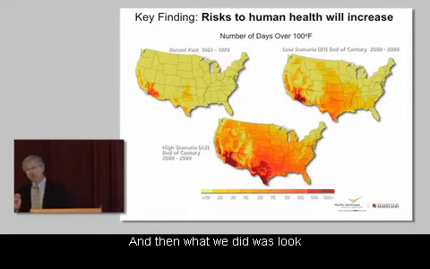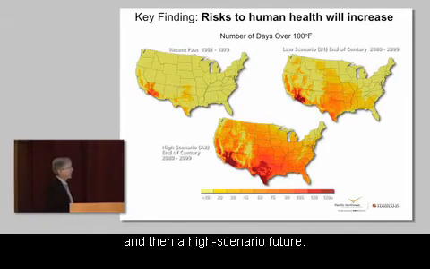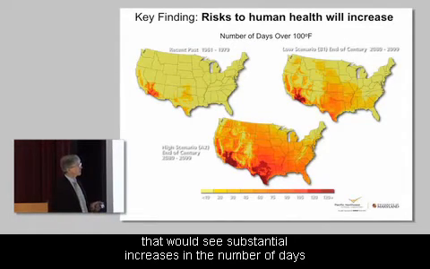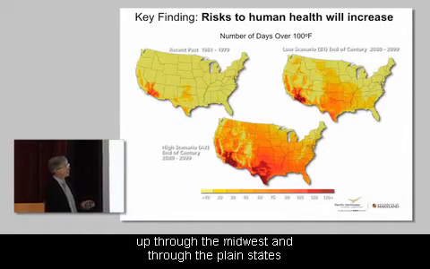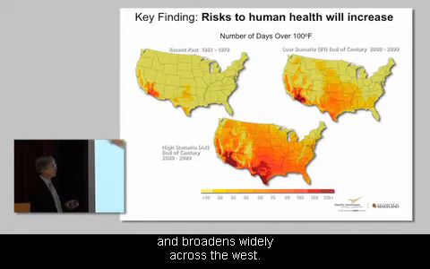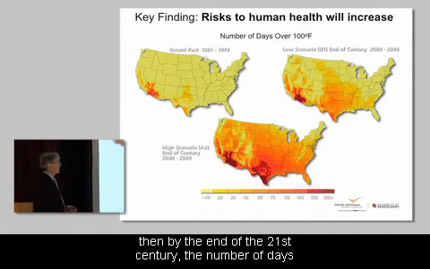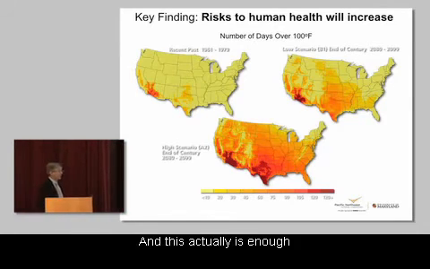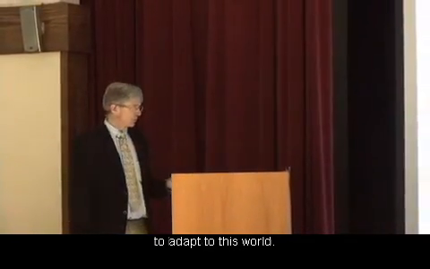And then what we did was look at two different potential climate futures, a low scenario future and a high scenario future. Even in the low emissions future, the parts of the country that would see substantial increases in the number of days above 100 degrees broadens quite widely up through the Midwest and through the Plain States, and broadens widely across the West. If we were unlucky and ended up in a high emissions future, then by the end of the 21st century, the number of days above 100 degrees looks very different indeed than today's world. And this actually is enough that what we don't know is our capability to adapt to this world.